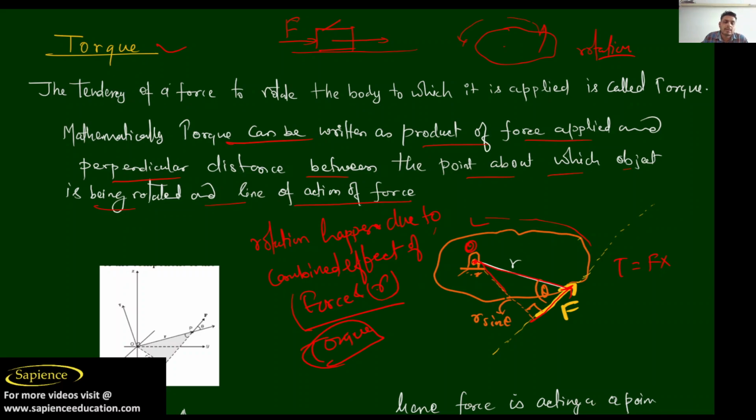See, try to understand here. Perpendicular distance between which? Between the line of action of force. So let us consider this is the line of action of force, and this is your perpendicular distance. So this distance I am talking about. By using Pythagoras theorem, suppose this is your angle theta, can we write here r sin theta, because it is your r? So torque is what? F into r sin theta, and that is torque is equal to F cross r.